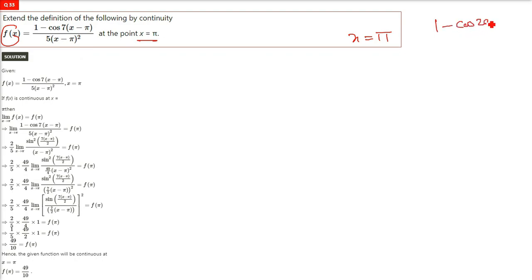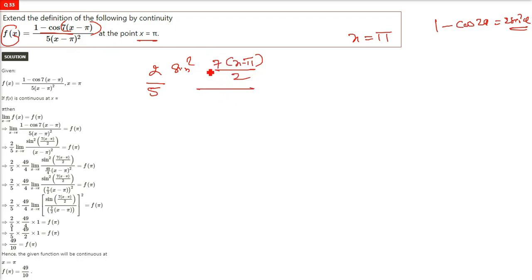Please remember 1 minus cos theta is 2 sin square theta divided by 2. So we'll apply it here. 1 minus cos of 7x minus pi is 2 sin square of 7x minus pi divided by 2. Whatever is the value after cos, just divide it by 2. That is what you have to do. And in the denominator, we have 5, so I'm just taking 5 outside, and we have x minus pi whole square.